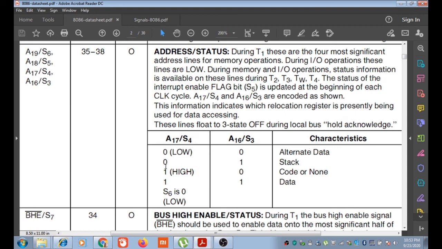If S4 equal to 0, S3 equal to 0, the stack segment will be used. S4 equal to 1, S3 equal to 0, the code segment will be used, or no segments. When S4 equal to 1, S3 equal to 1, the data segment will be used. S6 is always low. S5 indicates the status of the interrupt flag bit, and S7 is unused.